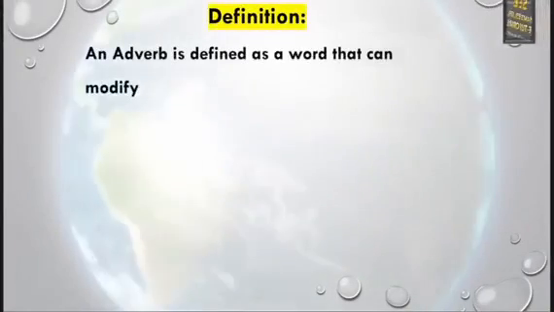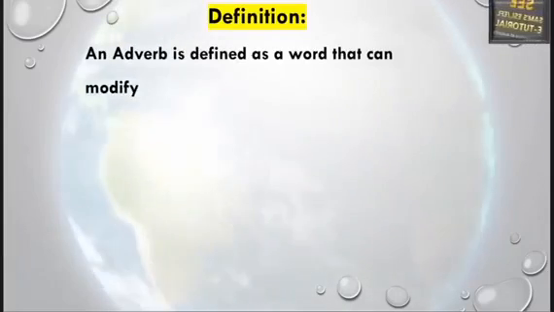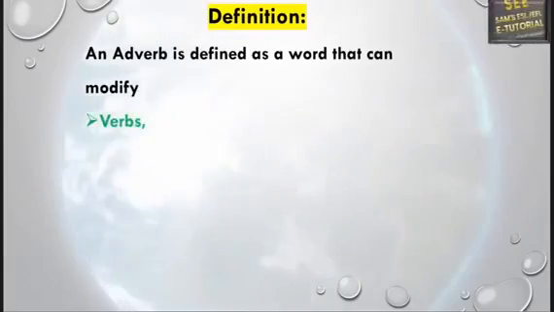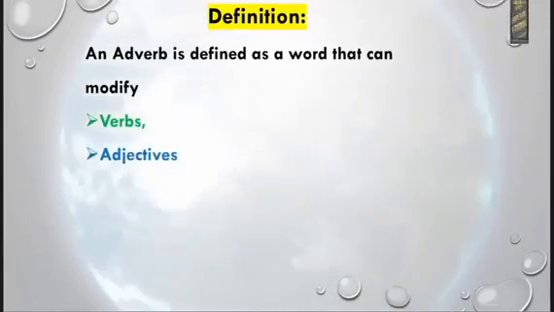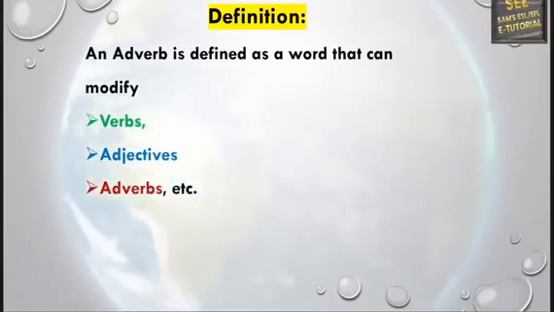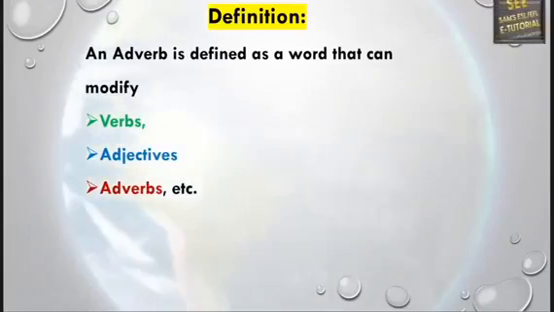Now the definition. What then is an adverb? An adverb is any word that can modify. To modify here means to re-explain, to describe verbs, adjectives, and of course adverbs. In some cases, they can modify an entire sentence structure. But then I'd like to teach you this.